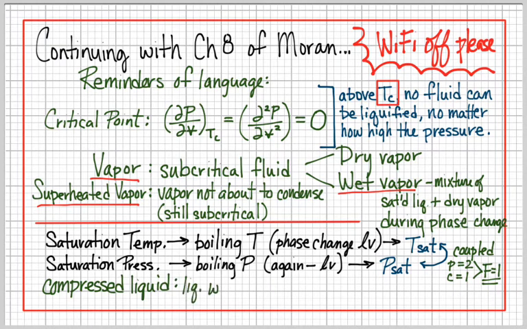The liquid itself, like liquid water, would be called a compressed liquid or an incompressible fluid. It is a liquid where the temperature is below Tsat, and we've also called this a subcooled liquid before. So feel free to come back to this board and review literature or review language from your reading as we move forward.